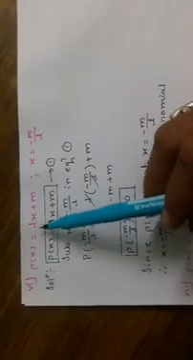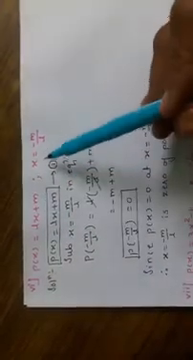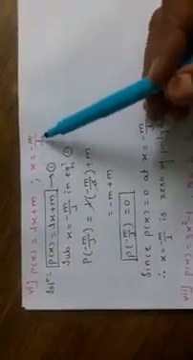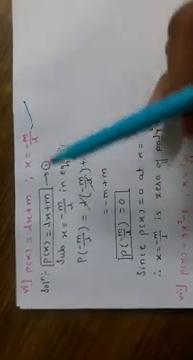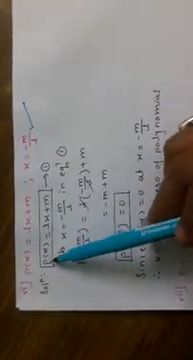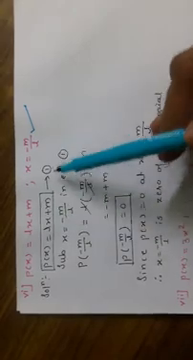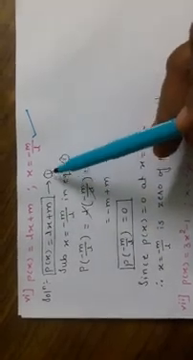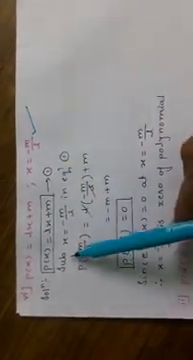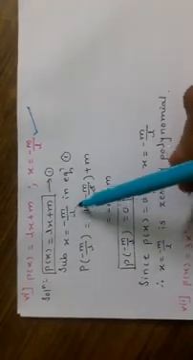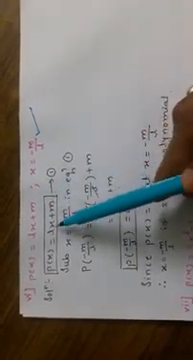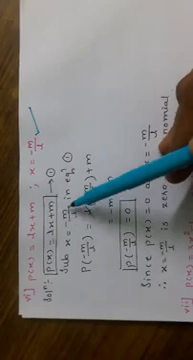Sixth problem, P of x is equal to Lx plus m, and x is equal to minus m by L. We have to check whether this is a 0 of the polynomial or not. Here P of x is equal to Lx plus m, which we will call equation 1. We will substitute x equal to minus m by L in equation 1, meaning we will replace x by minus m by L.